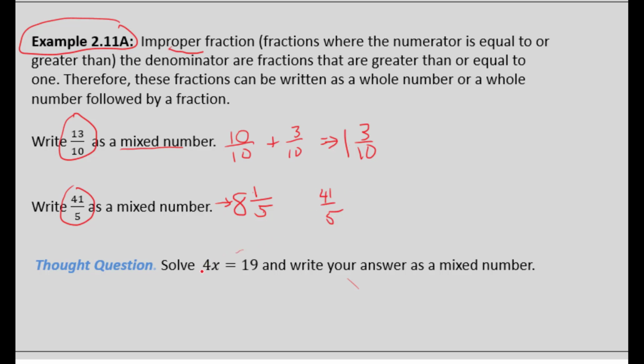Now I'm going to solve this and write my answer as a mixed number. Well, if I'm going to solve it, I'm going to divide both sides by 4. Because 4 divided by 4 is 1, and 1 times the number x is x. So I'm going to get x equals 19 over 4.